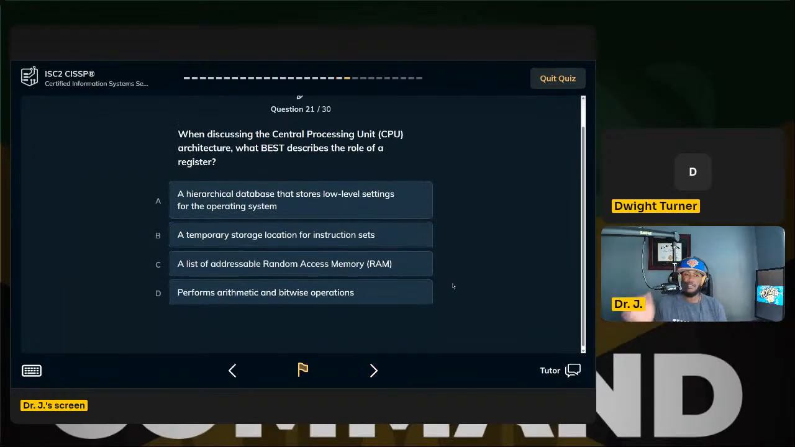All right. When discussing the central processing unit architecture, what best describes the role of a register? It's not Alpha. We'll come back to Bravo.